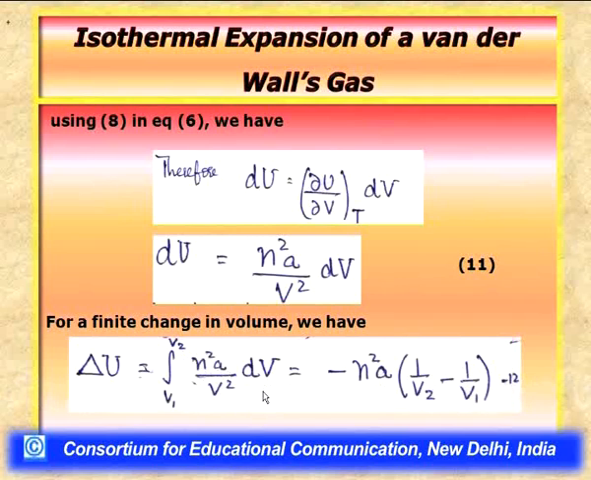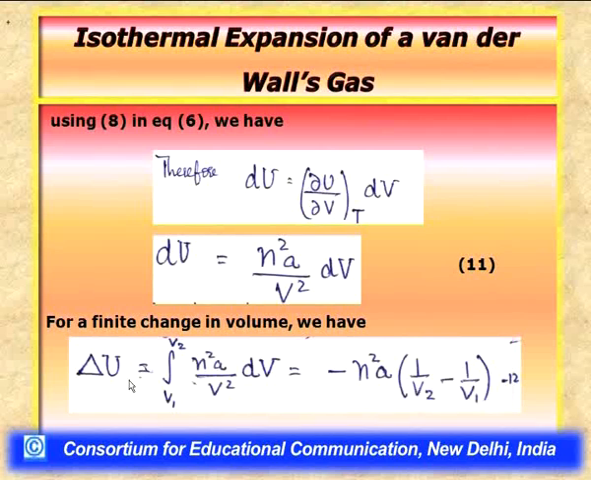So, therefore, dv by v square, which we have already discussed, its integral value is minus 1 by v. So it becomes minus n square a into 1 by v2 minus 1 by v1. This is equation number 12, which we get. Till now we have obtained the expression for the quantity of work involved.